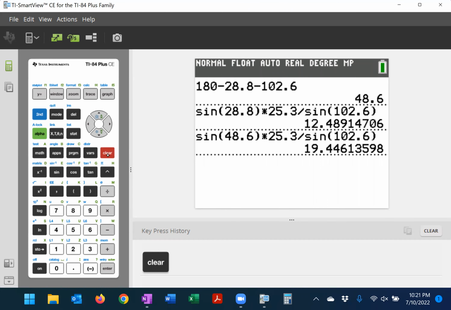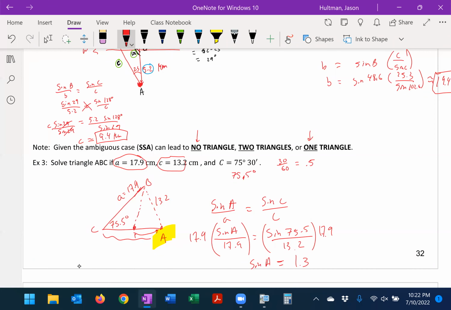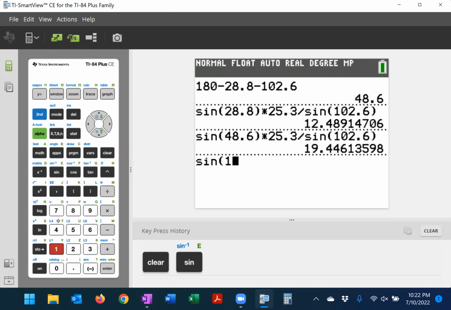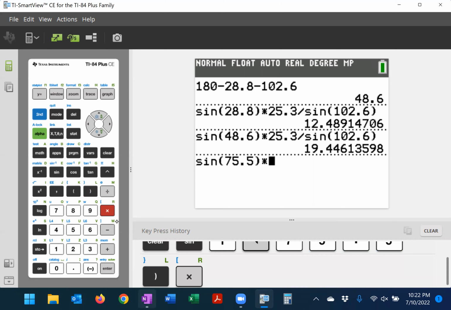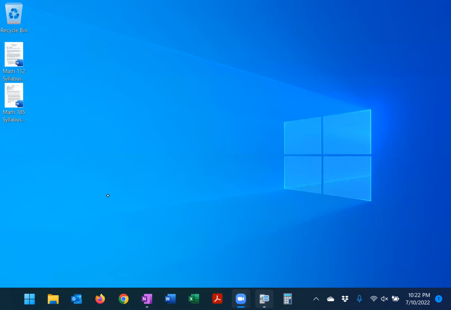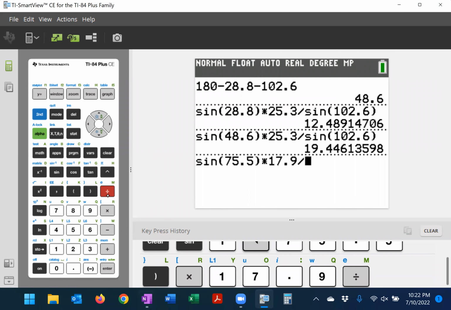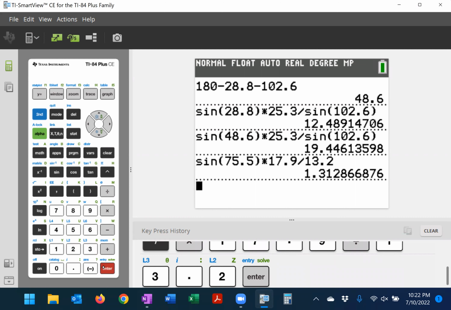Okay, clear that. So we want 17.9 times the sine of 75.5, divided by 13.2. Okay, it's about 1.3.